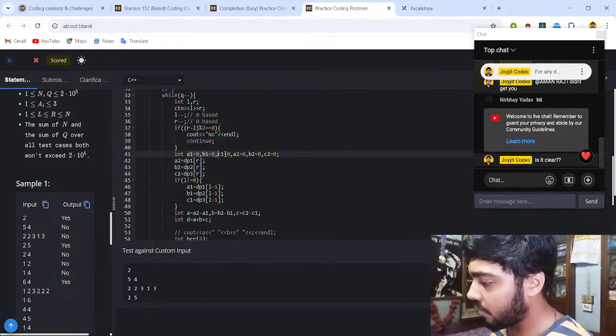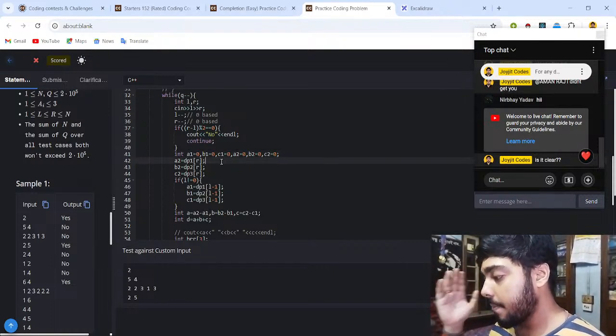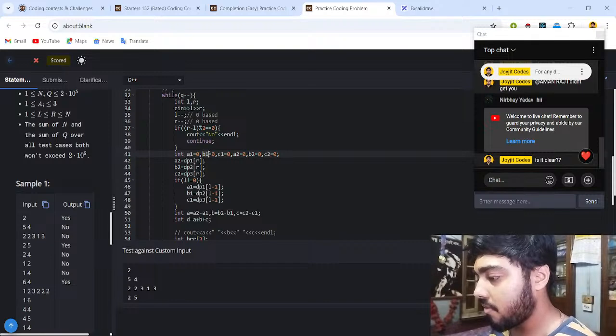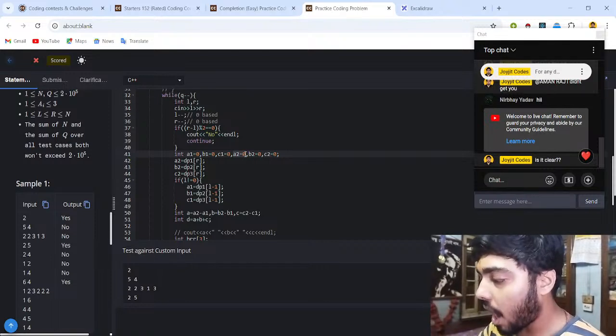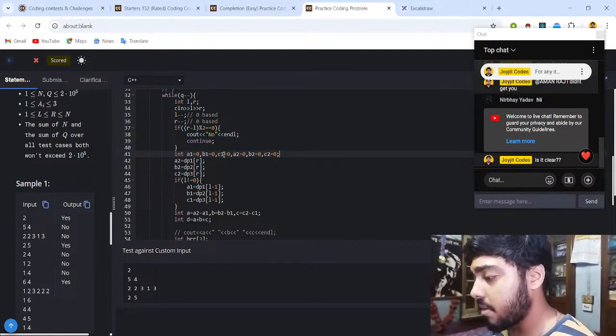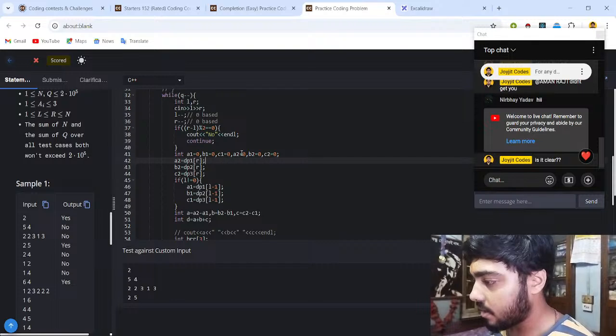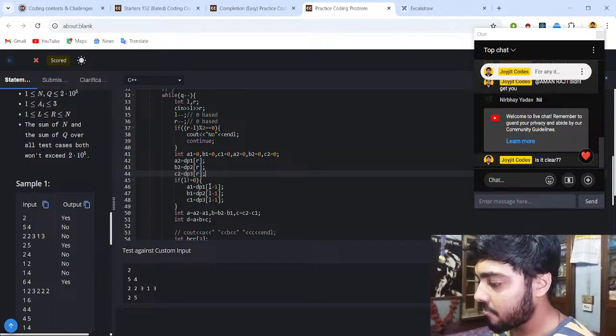Then I'm taking A1, B1, C1, A2, B2, C2. Now what are A1, B1, C1? A1 is basically the number of ones that occurred before L. B1 is the number of 2s that occurred before L. And A2 is the number of ones that occurred till R. So A2, B2, C2 are the number of 1, 2, 3 which occurred till R, and A1, B1, C1 are the number of those elements which have occurred before L. So we can see that till R we have done it, and before L also we have done it.